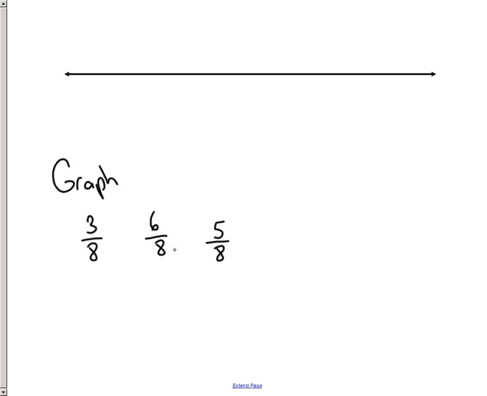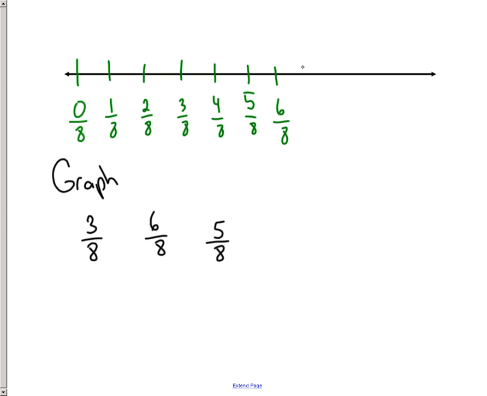What about graphing 3/8, 6/8, and 5/8 on a number line? Well, since they're all with eighths, that'd be 0/8, and then we just kind of work our way across, right? That's all that we do. Excuse my handwriting. Now, I know 0/8 is the same as 0. I know 8/8 is the same as 1. The halfway spot between them should be 1/2.